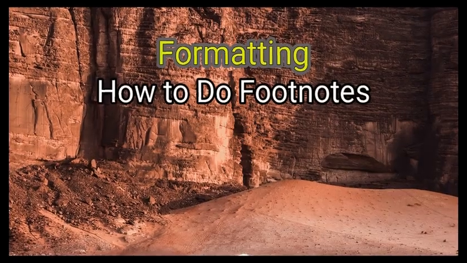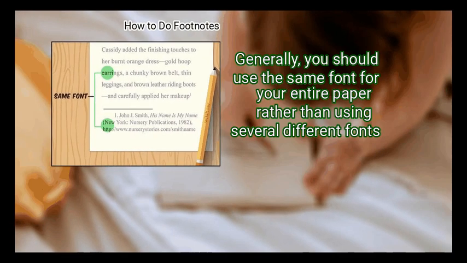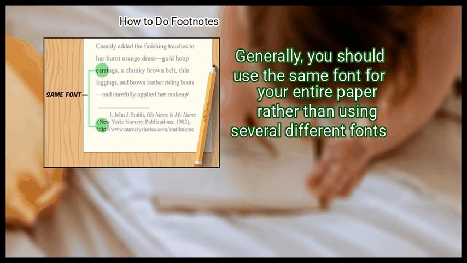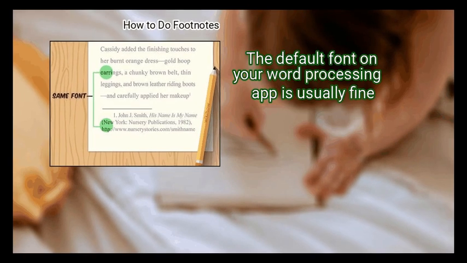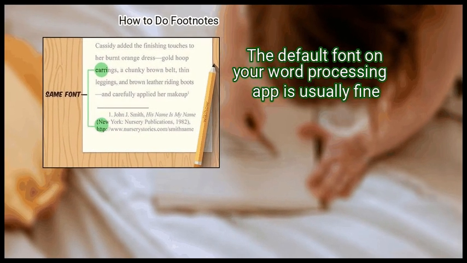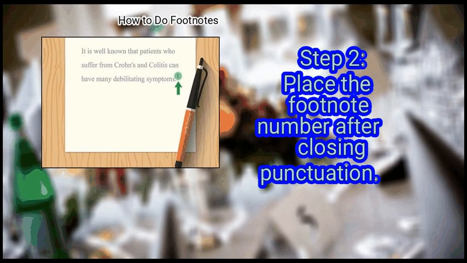Method 1. Formatting. Step 1. Use the same font for footnotes as the rest of the paper. Generally, you should use the same font for your entire paper rather than using several different fonts. The default font on your word processing app is usually fine. Step 2. Place the footnote number after closing punctuation.